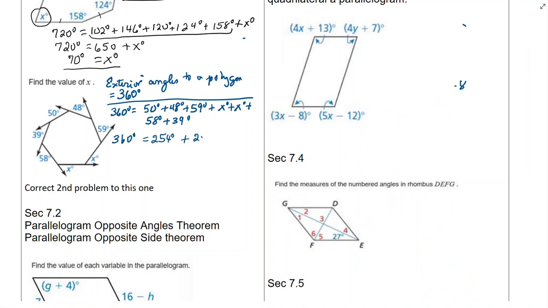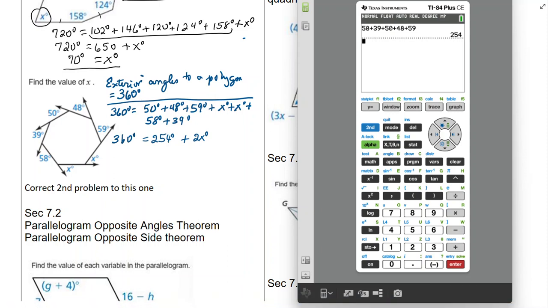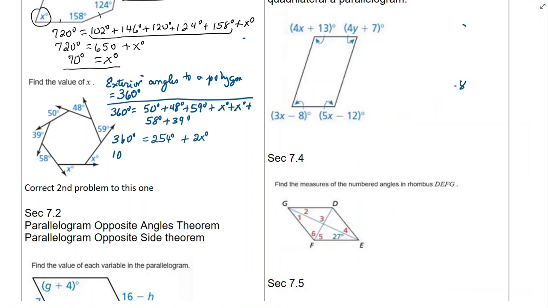And I have 2x degrees. I'm going to subtract it from that 360 and get 106. Now, I know my calculator says negative, but I just didn't want to type it all in. I'm going to divide by 2. I get 53 degrees. All right.